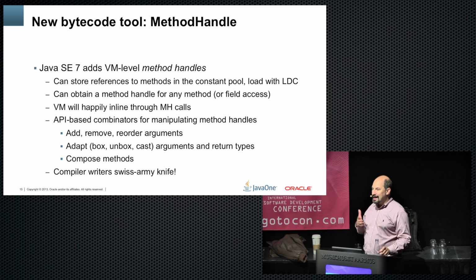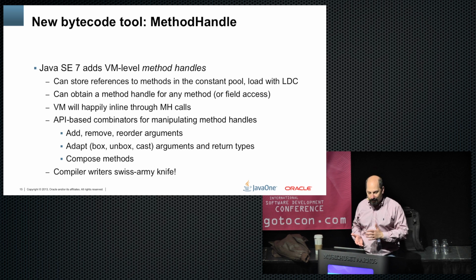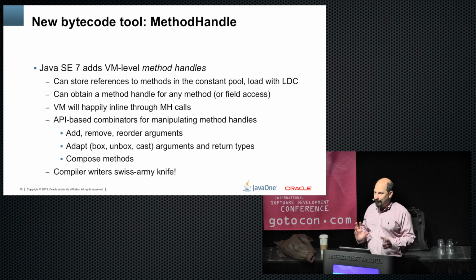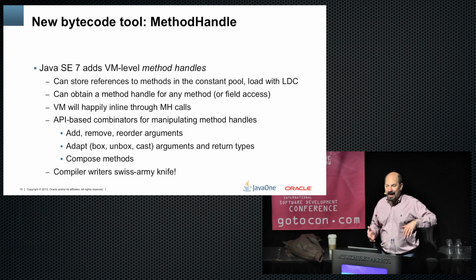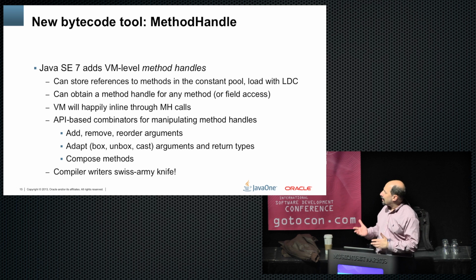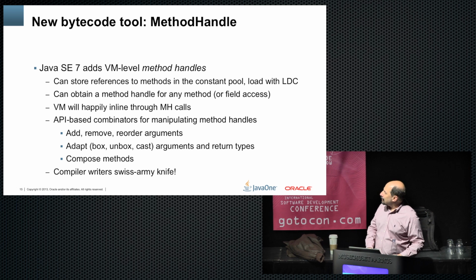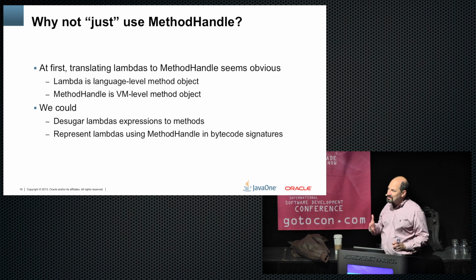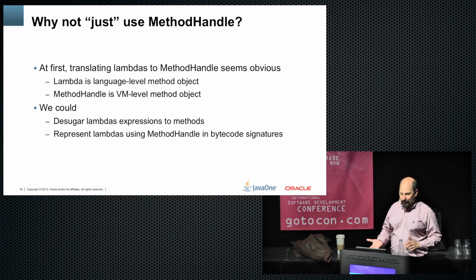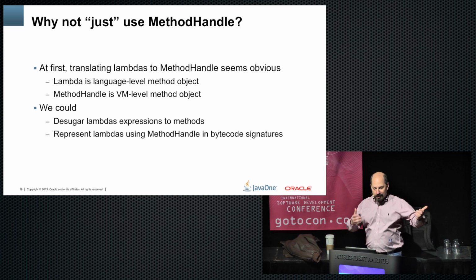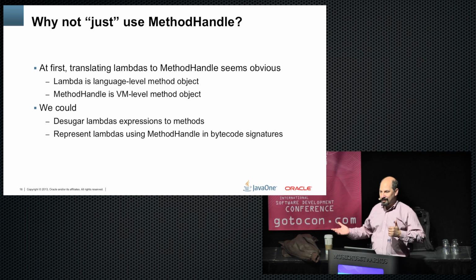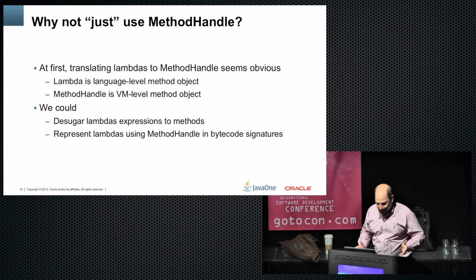And the VM understands method handles, so it happily inlines through them. And it provides you an API for manipulating method handles, like adding arguments and removing arguments and adapting arguments with boxing or unboxing or casting or what have you. So basically it's a compiler writer's Swiss Army knife. So this seems like another one of those obvious choices. Lambdas are a language-level method constant. A method handle is a VM-level method constant. How could this not work?